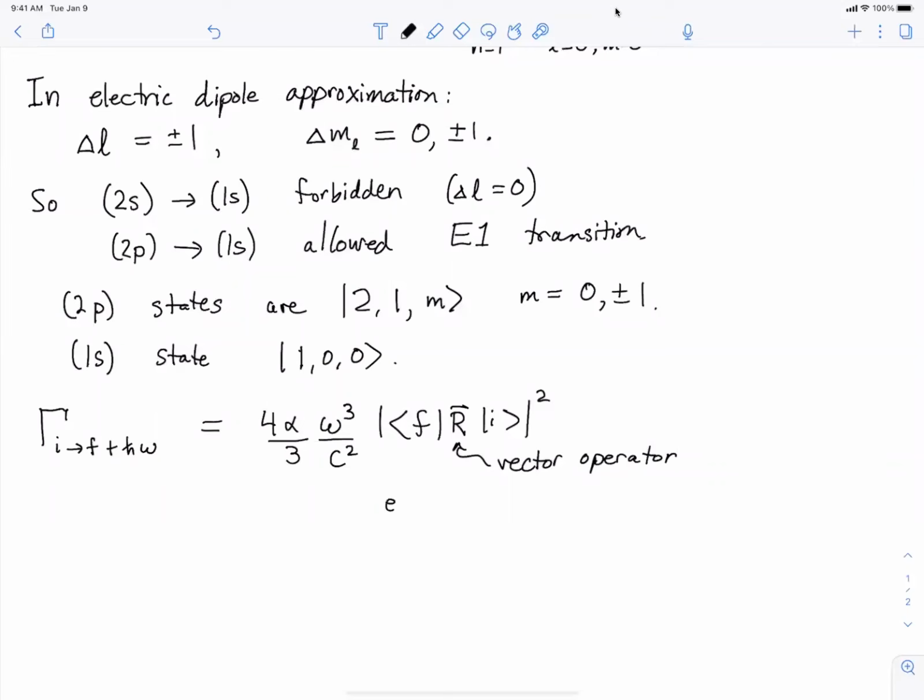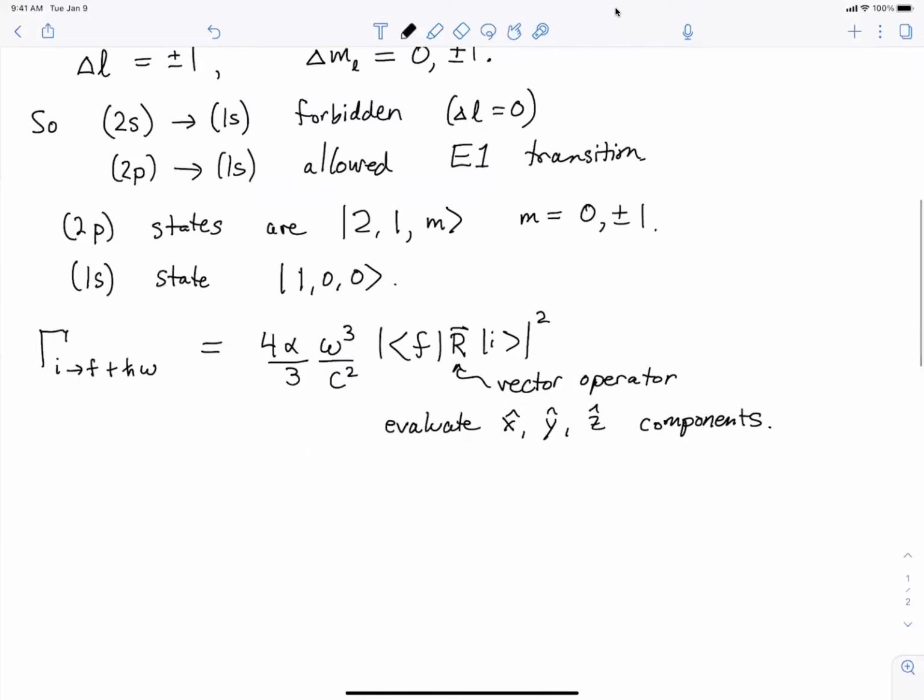Okay, and so we need to evaluate. The bad news is we need to evaluate the x hat, y hat, and z hat components. So really we have to evaluate 3 things in this operator. So I said at the beginning, we're supposed to be calculating the lifetime. This is the rate. And so last time we showed that the lifetime is just the reciprocal of that. So it's 1 over the transition rate.